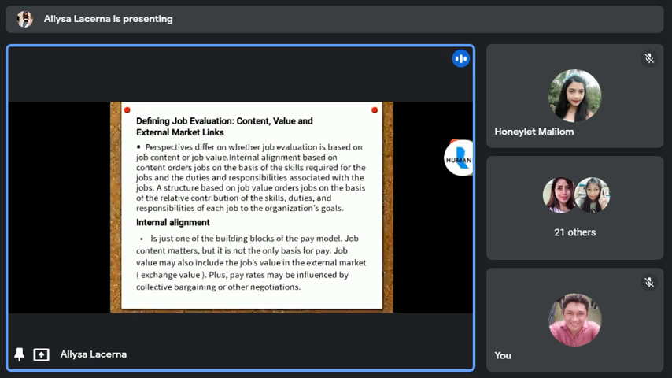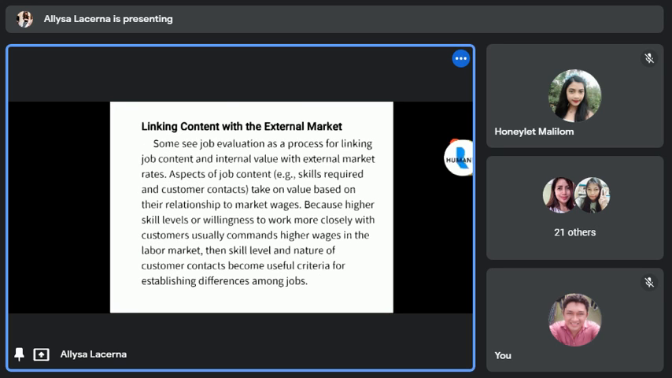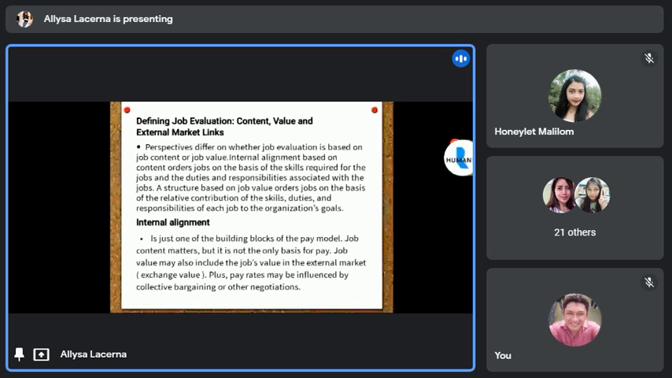So, when we talk about perspective, it differs on whether job evaluation is based on a content or a job value. Internal alignment, ito naman ay based on a content or this job kumbaga. Mga kailangan, tungkulin at responsibility sa trabaho. Internal alignment is just one of the building blocks of the pay model. Job content matters, but it is not the only basis for it. Job value may also include the job value in the external market or exchange value. Plus, pay rates may be influenced by collective bargaining or negotiation.